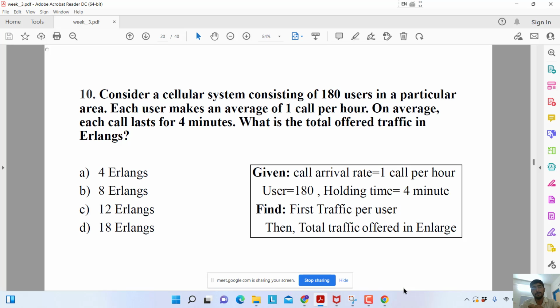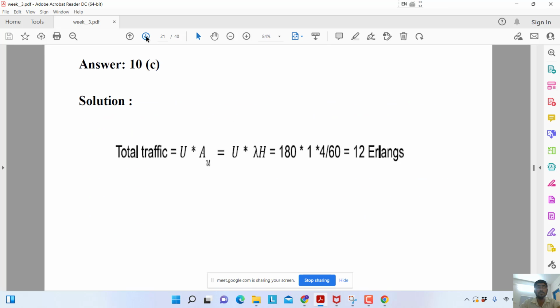Okay. So firstly, we will calculate the traffic per user. After that, we will go for the total offered traffic. By using the formula, we can calculate total traffic. A_U means the traffic per user. It is just a multiplication of the call arrival rate and the holding time. So lambda is 1 call arriving per hour, and H is 4 minutes.